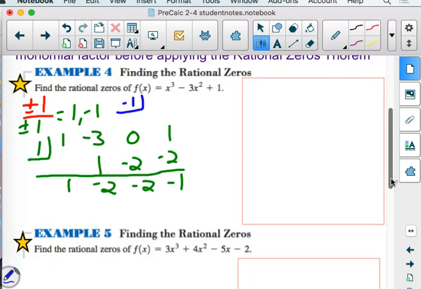So same coefficients, and we'll just start over and see if it works. Bring down that leading coefficient, multiply outside the box, add inside the box, multiply outside the box, add inside the box, multiply outside the box, add inside the box. Is negative 1 a zero of this function? No. So we did all of that, and our 2 possible rational zeros don't work.